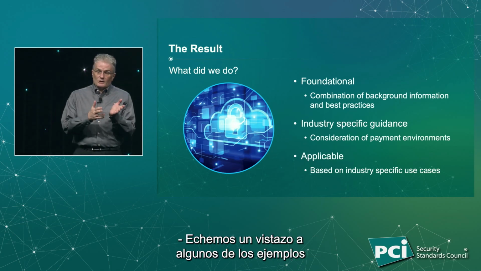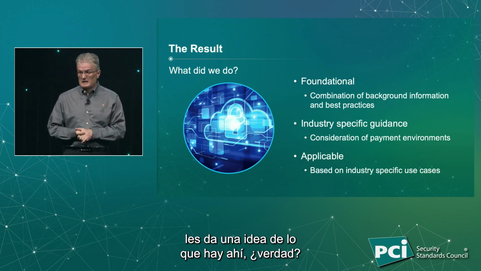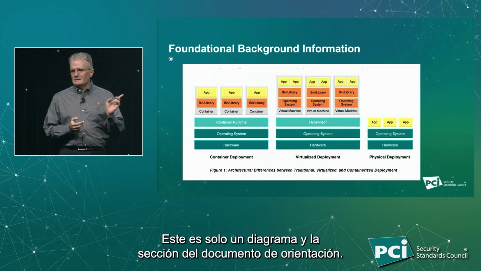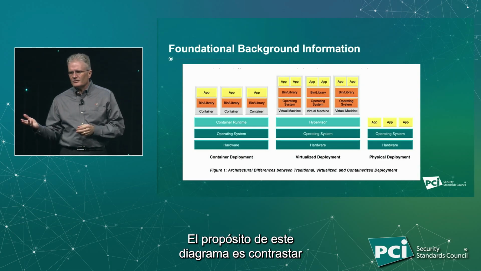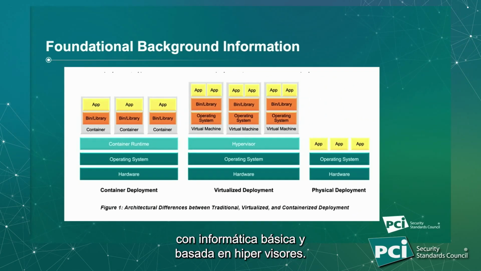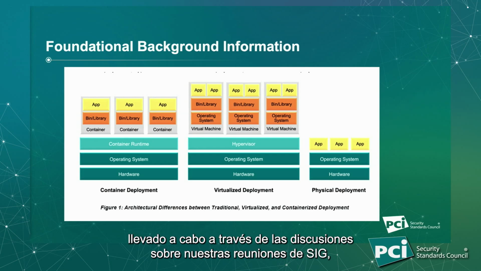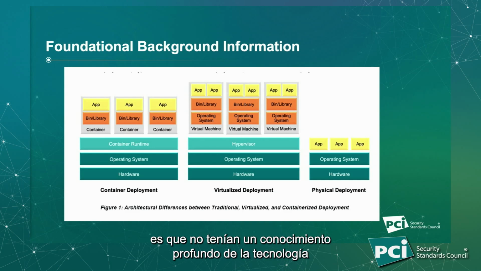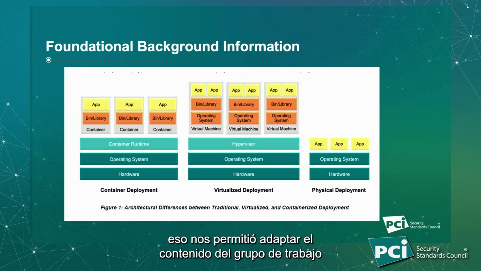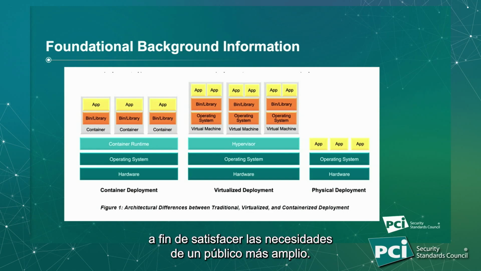Let's take a look at some of the examples from the different sections of the guidance document, to give you a feel for what's in there. This is just one diagram in the guidance document section where we're explaining containers. The purpose of this diagram is to contrast container-based deployments to something we're more familiar with, bare metal and hypervisor-based computing. But it's this kind of insight from our stakeholders, conducted through the discussions in our SIG meetings, and most significantly from those members who did not have a strong understanding of the technology, that enabled us to tailor the contents of the working group and the format of our effort in order to meet the needs of a broader audience.